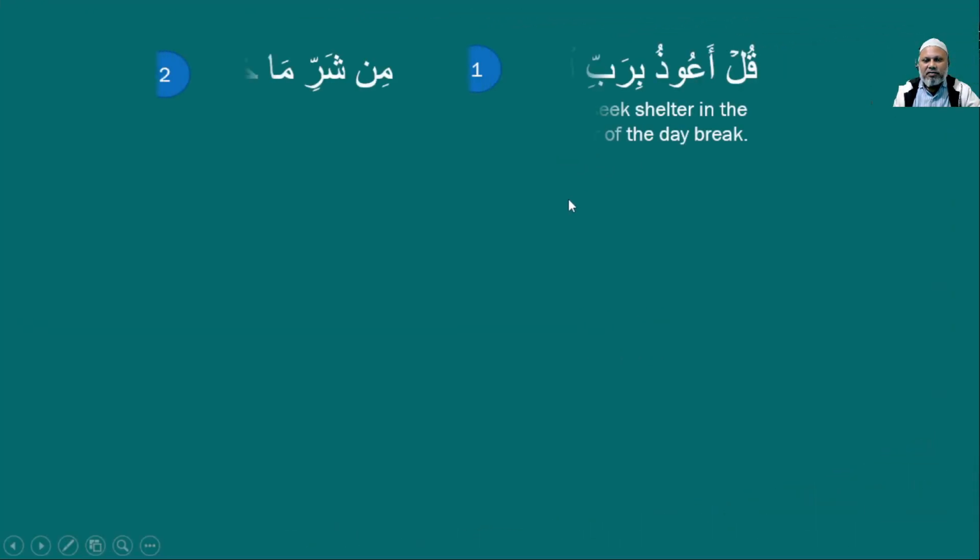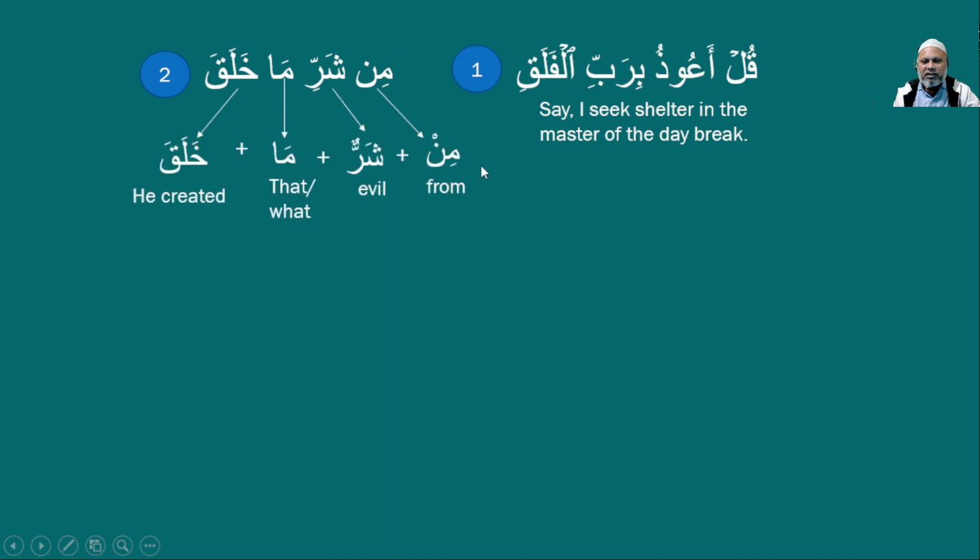Now let's go to verse number 2. Min sharri ma khalaqa. Min means from. Sharri comes from sharrun, plus ma, meaning that or what. And khalaqa is a past tense verb: khalaqa, he created. With these three parts of the sentence, we can make an idafa sentence here, like the evil of what he created.